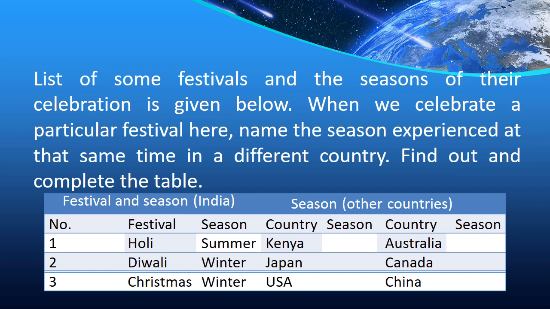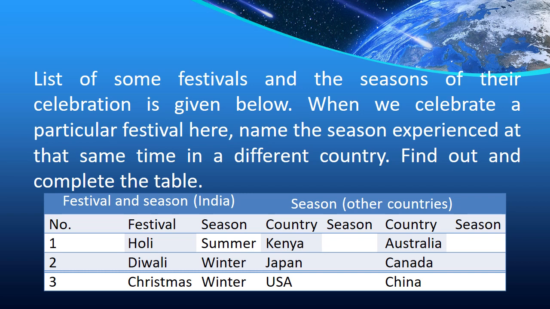Now, the first festival is Holi. We know Holi comes during the summer, and it is generally in the month of March. At that time Kenya is also in the northern hemisphere, same as India, and it is not close to the Arctic or Antarctic circle, but it is closer to the equator. So Kenya also faces summer like India.